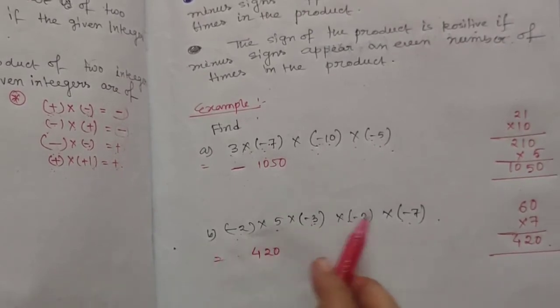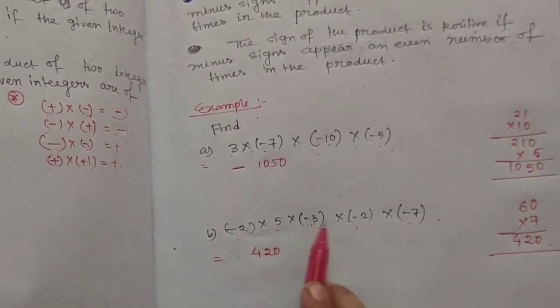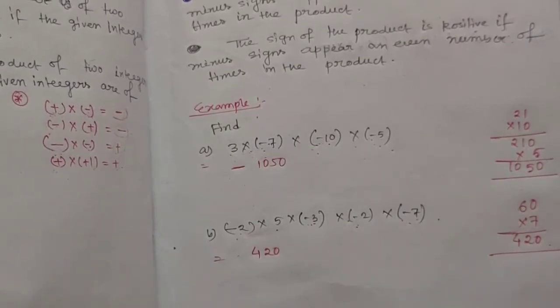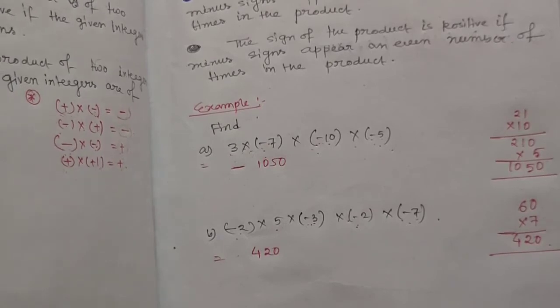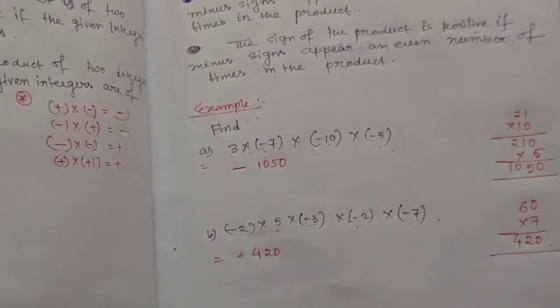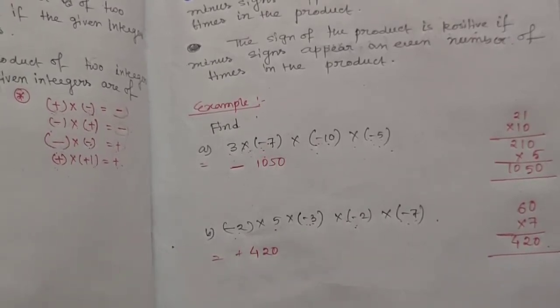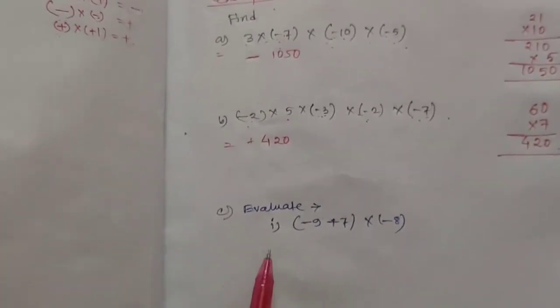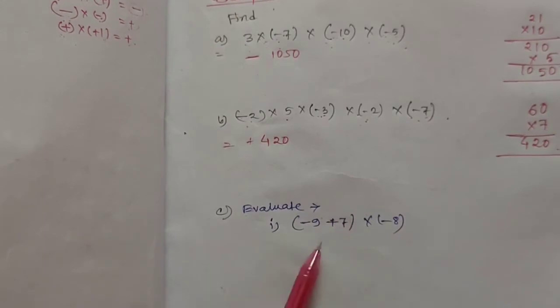Okay, so what sign will be here? We need to count the minus signs. 1, 2, 3, 4. So here the minus sign appears 4 times, and 4 is an even number. So here we need to put a plus sign because the minus sign appears an even number of times.